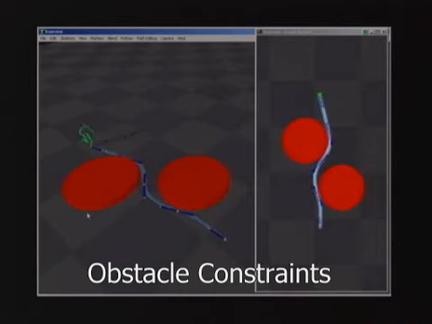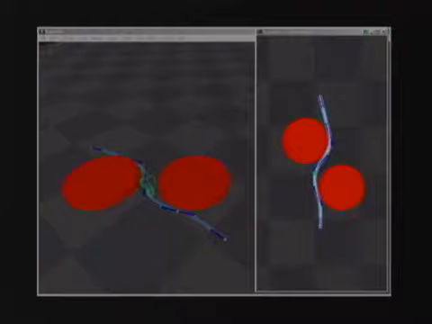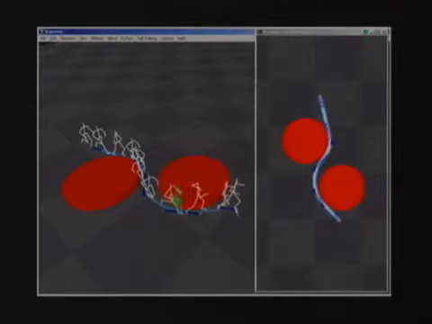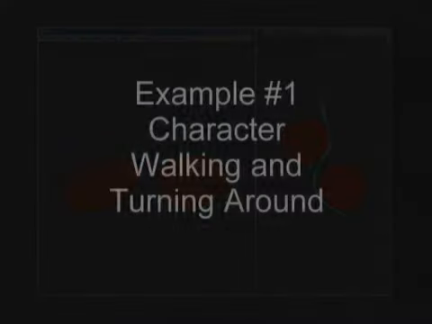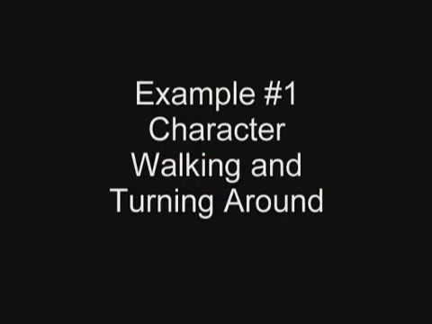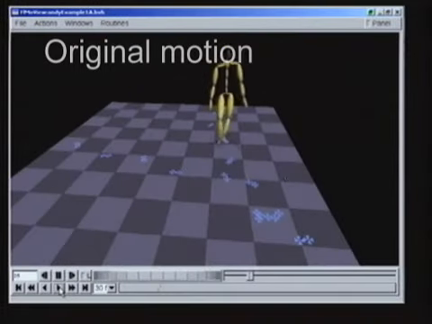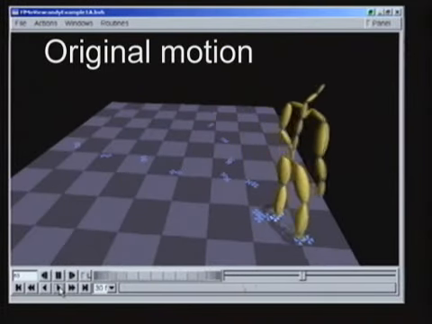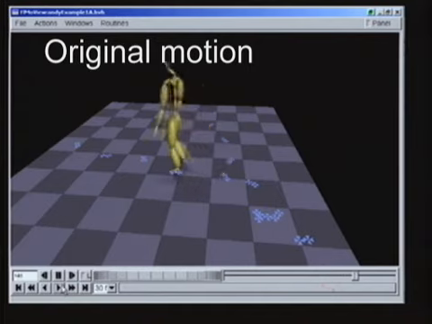We have implemented and demonstrated a small number of constraints. Many other differential constraints are possible and could easily be added to our system. Here we present a motion that could not be edited with path editing as introduced by Gleicher. In this example, the character walks toward a position, turns around, and walks away.